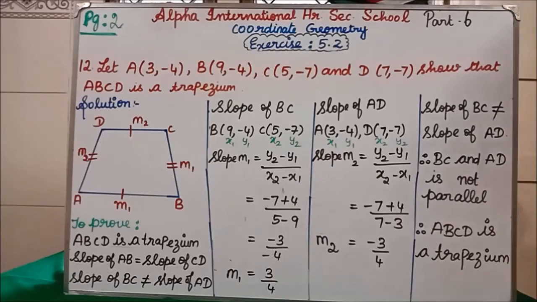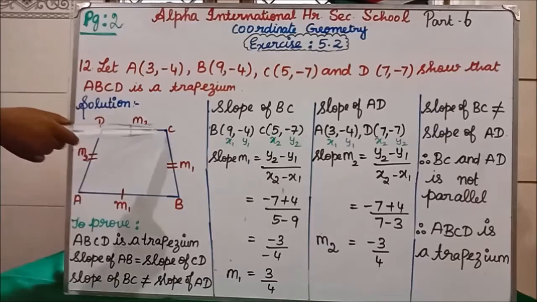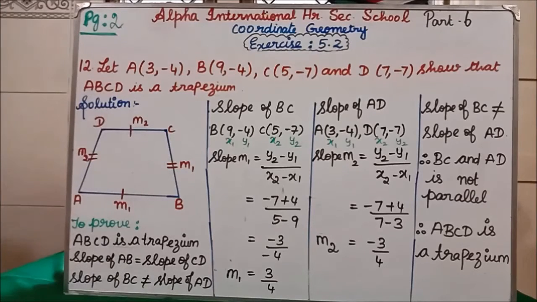Which means what? BC and AD are not parallel. Only one pair of sides, which is AB and CD, is parallel. These two sides are not parallel. That we have written in the first itself. Therefore, we can conclude ABCD is a trapezium.